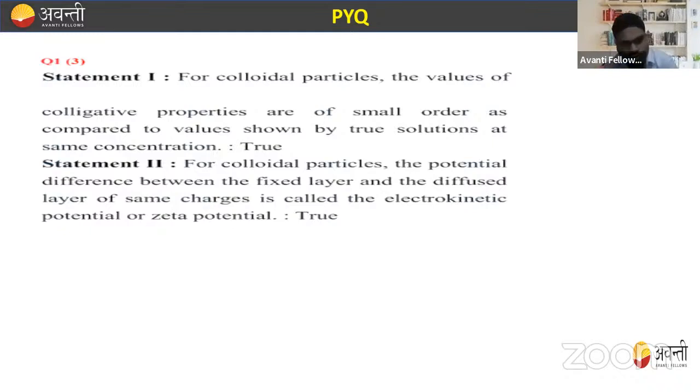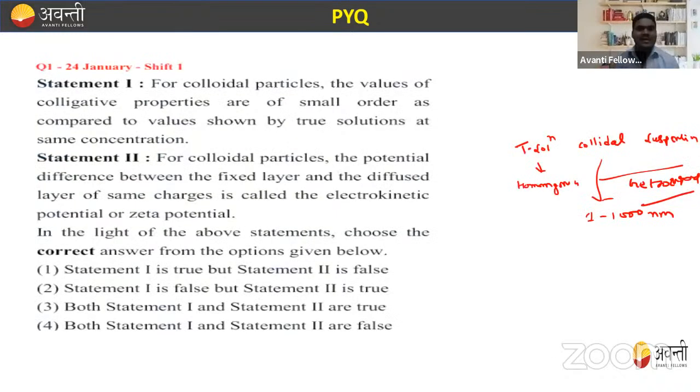Now statement 2, which is a statement-based question, says that for the colloidal particle, the potential difference between the fixed layer and the diffuse layer of the same charges is called the zeta potential. So this is also true. They are not the correct explanation of each other, but both are true. So statements 1 and 2 are both true, and the correct option for this question is the third.